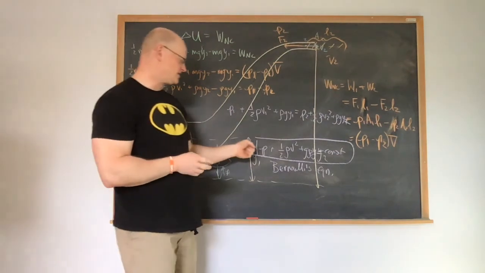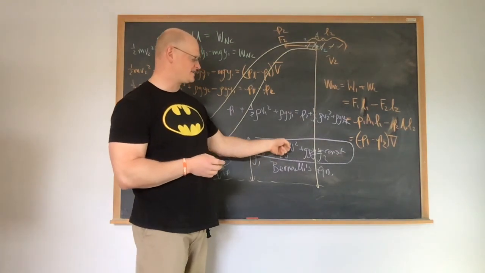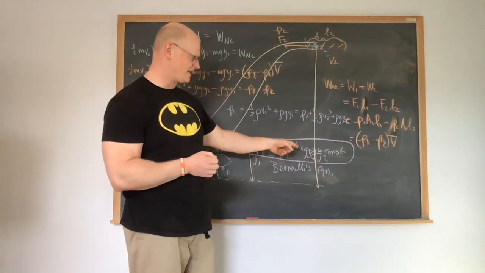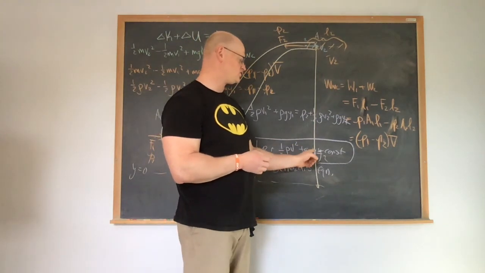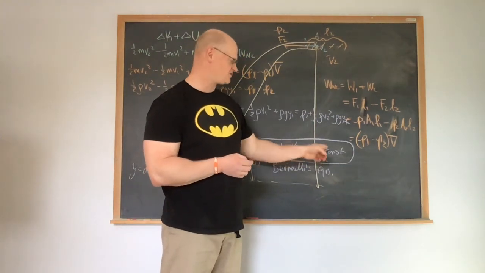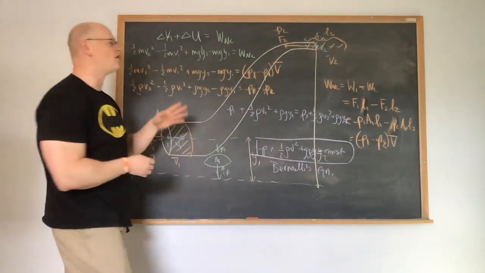But yeah, Bernoulli's equation just says that the pressure plus 1/2 the density times the velocity squared, that's basic kinetic energy, plus the density times g times y, so this is the potential energy, must be a constant at any point along this particular tube.